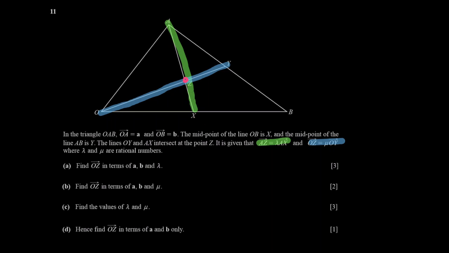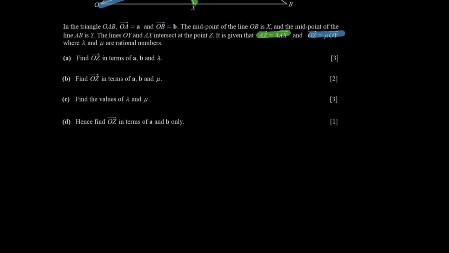Okay, so if we define it in terms of the green line, how can we go from O to Z? Well, we can go from O to A and then from A to Z. So let's write that down. The vector OZ is the same thing as going from O to A and then going from A to Z. But we know that A to Z is the same as lambda AX because we're told that in the question. We can write it like that.